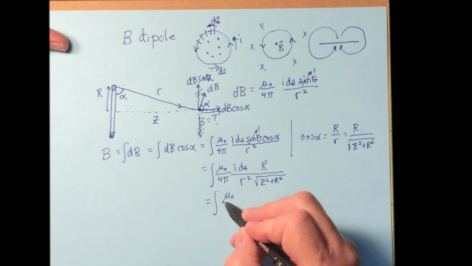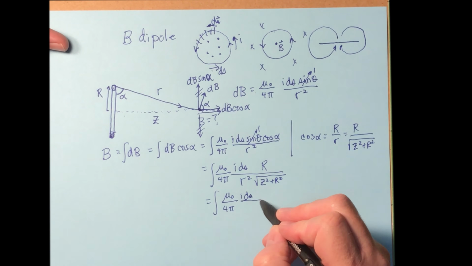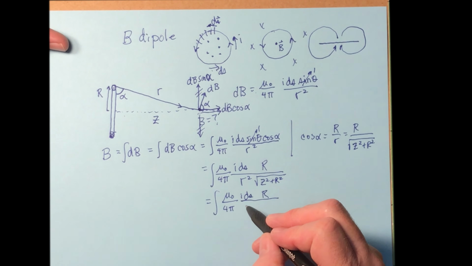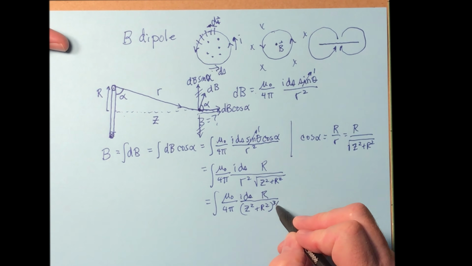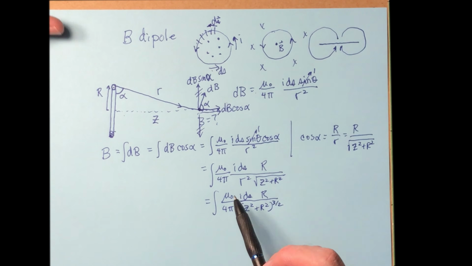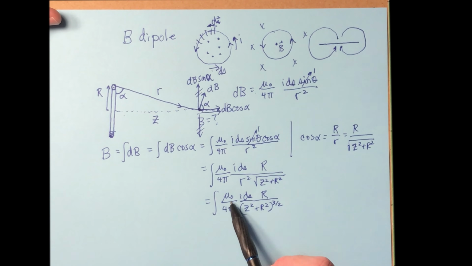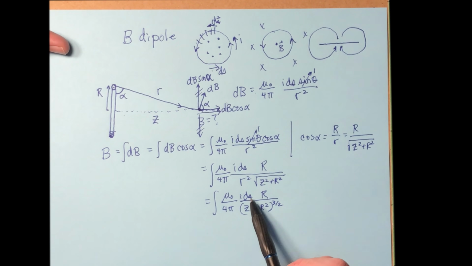Integral mu naught over 4 pi I ds, big R on top, z squared plus big R squared to the 3/2 power. All right, now look at everything that's a constant. Mu naught's a constant, 4 pi is a constant. I is the current. I is not going to change in our loop. Big R is constant, doesn't change. Z is constant. Everything here is a constant except the ds.